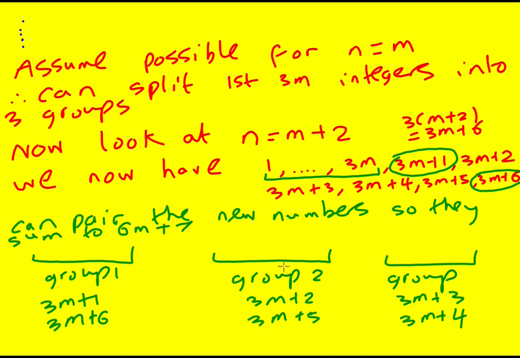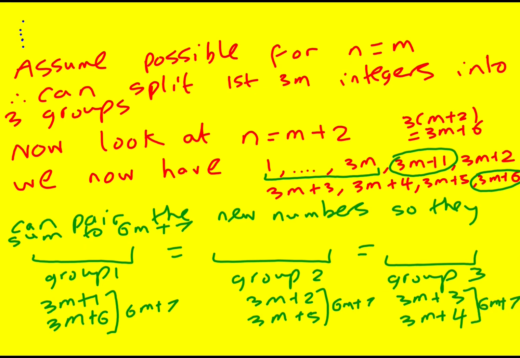here we go. Here's group 1, group 2, and group 3. Sorry, I forgot to say 3. Now I've got these new numbers when I look at n equals m plus 2, but I can pair them up so they add to 6m plus 7. And therefore, because the sums were equal beforehand, it's just going to remain equal.